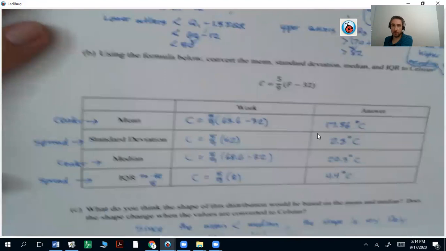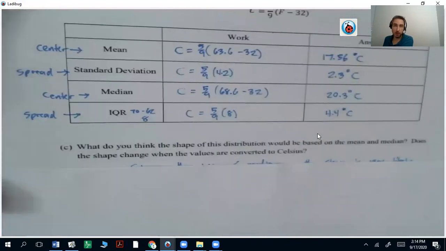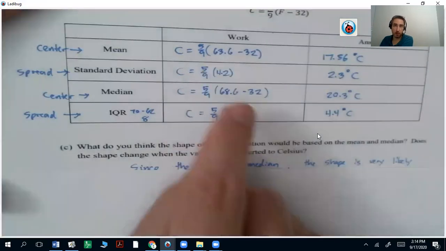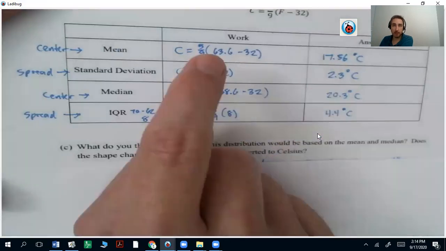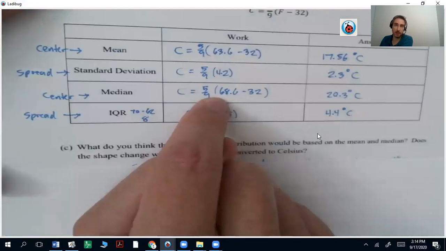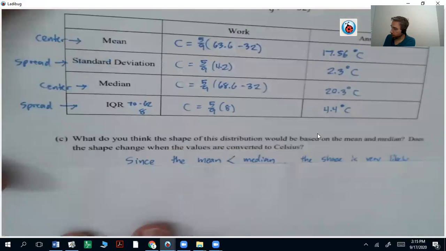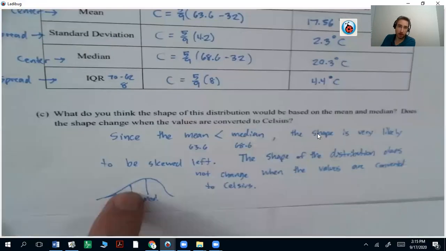And then to wrap it up on part C, what do you think the shape of the distribution would be based on the mean and median? Well, it doesn't matter whether you look at the mean or median here. Since the mean is less than the median, the best you could say is that the data is going to be skewed to the left. Anytime the mean is lower than the median, on the density curve it's going to look like this, with the median kind of splitting it halfway.